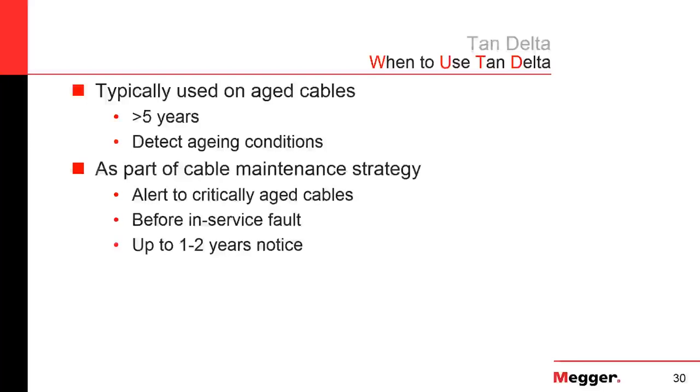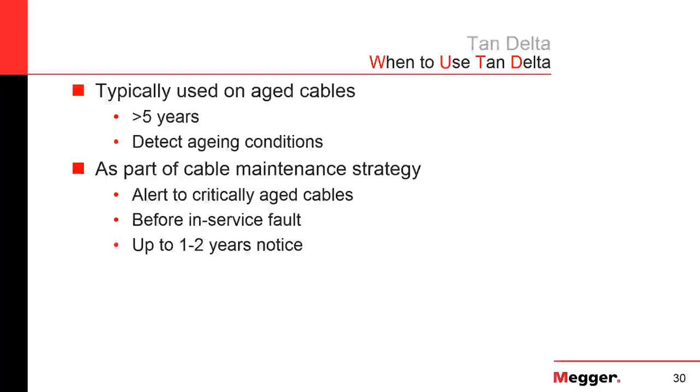One of the more common uses I see for tan delta is as part of a cable maintenance strategy. If we use the tan delta consistently and go around through the system and test all our cables on a regular basis, we start to get an alert to critically aged cables. Even a single test, even just the first time we use the tan delta test, can give us an alert to a critically aged cable before it fails in service.